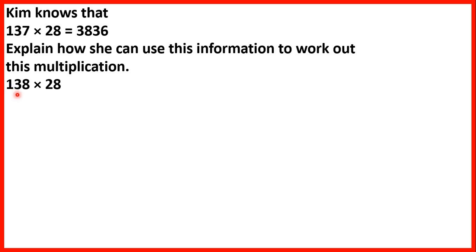So 138 times 28. If we need to find 138 lots or groups of 28, then we just need one more group of 28. So she can add 28 to 3,836, because the next number in the 28 times table will just be 28 more.